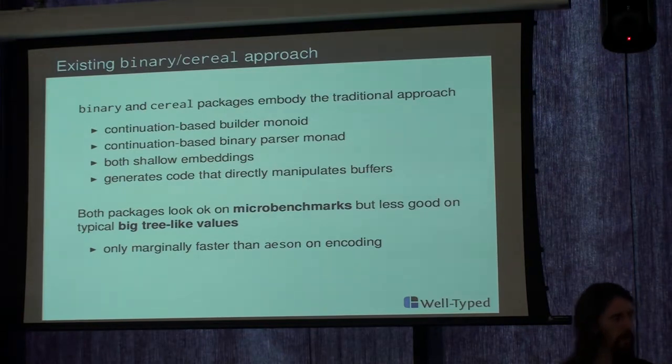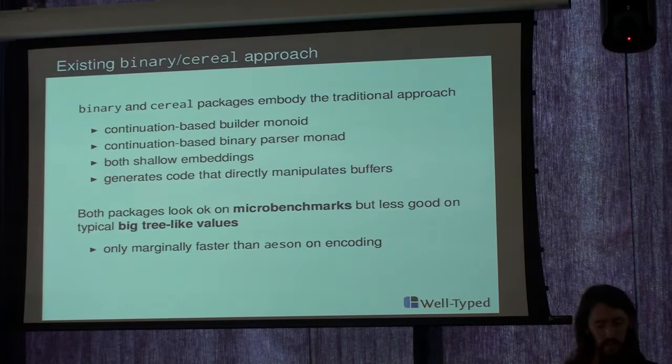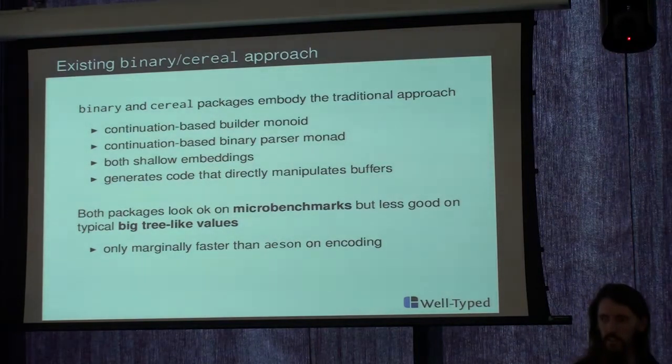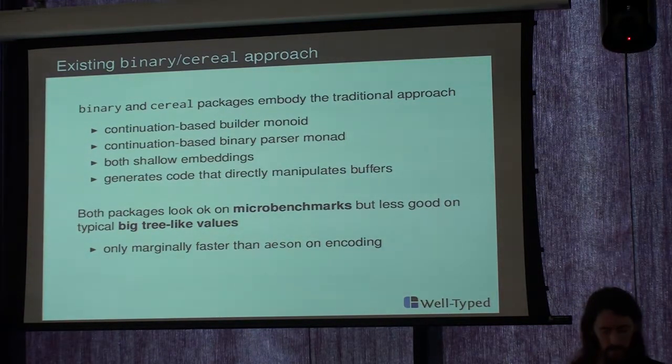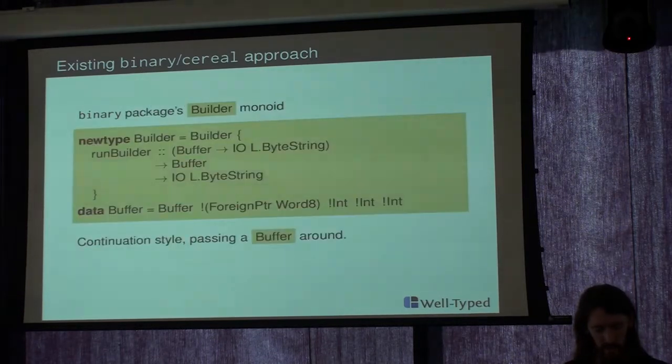So with both packages, they do really well on micro benchmarks, and they do quite badly on large-scale, real-world, lots of complicated structures, records, lists, the kind of thing that you run into in real applications. They tend to do rather badly. In fact, for encoding, they're only slightly faster than ASON, and I'll show you some more graphs in a minute, which are frankly rather embarrassing, especially as an author of one of these packages.